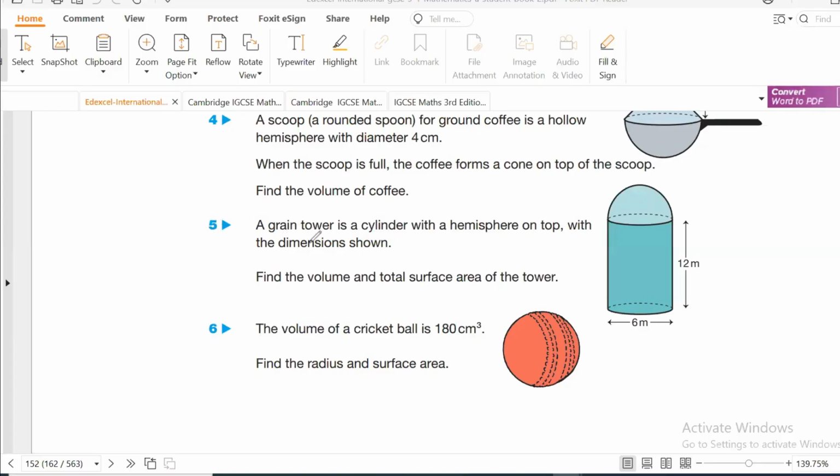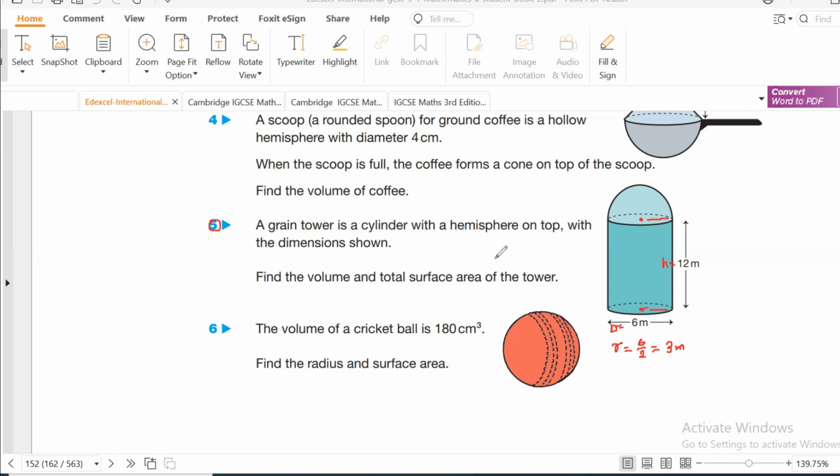Next, question number 5. A grand tower is a cylinder with a hemisphere on top with the dimensions shown. As you can see, the height of the cylinder is 12 meters. The 6 meters represents the diameter. So half of the diameter, 6 divided by 2, gives us 3 meters as the radius. We will use the same radius for the hemisphere as well as for the cylinder.